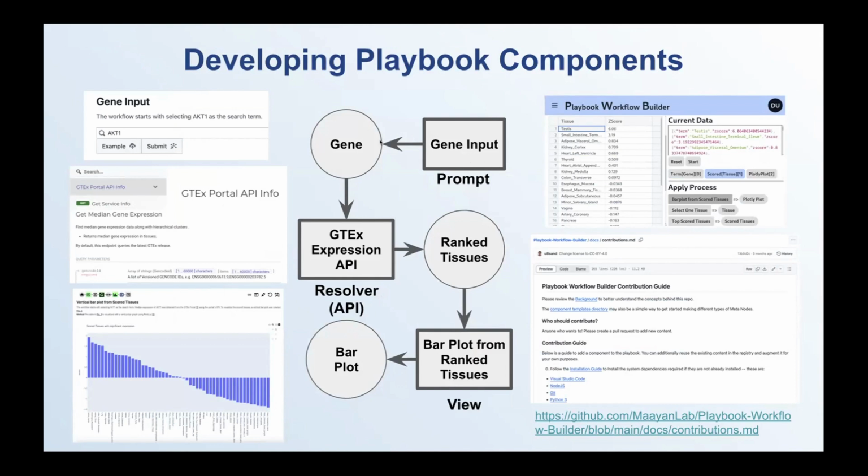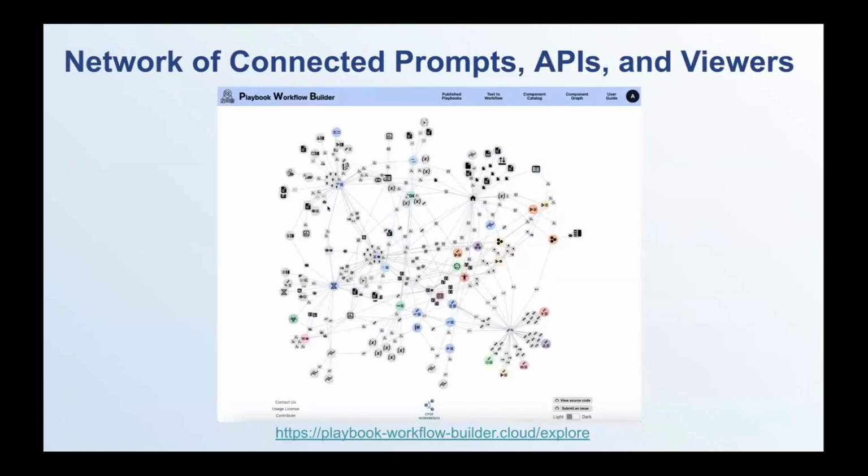And there are three types of components. There is a prompt, there's an API resolver, and there is a view. And the view actually generates the figures. The API resolver calls the API and formats the answers and formats the API call. And then the prompt gets information from the user, for example, submitting a gene name. And then all of those components form like a large network. And then you can explore that network and potentially use that network.